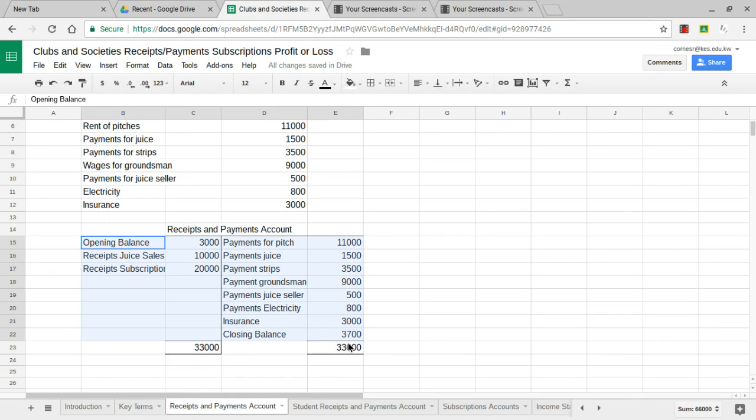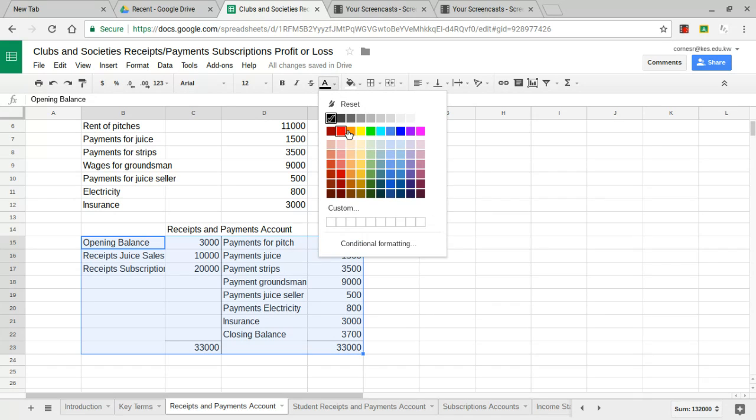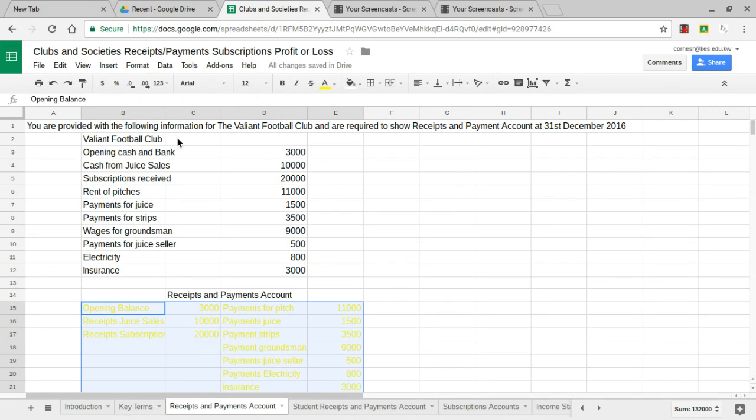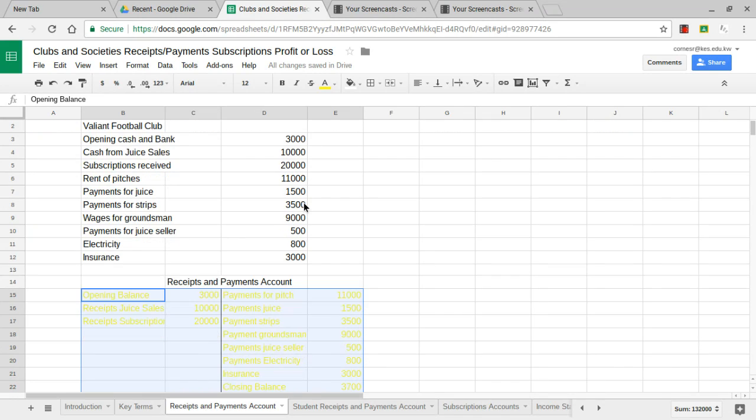Okay, so receipts and payments account, well, what are they? Well, the receipts and payments account is a summary of everything that the business has either received money for or spent money on. So what you'll see in the exam will be a club, in this case the Valiant Football Club, and you're asked to show what their receipts and payments account will look like for the year on 31st December 2016. You'll be given an opening balance, and normally that will be on the debit side.